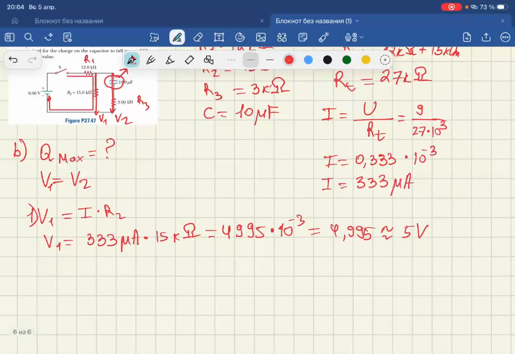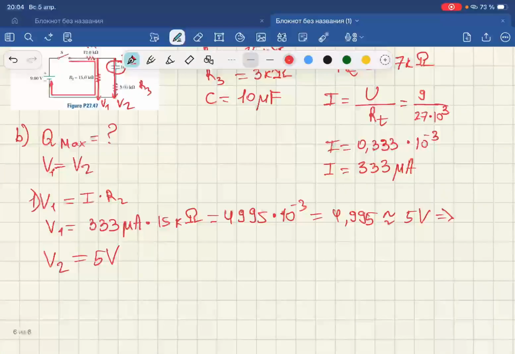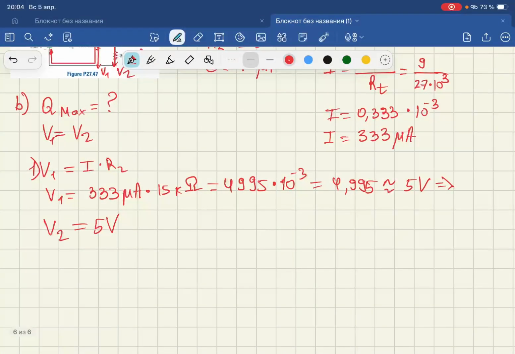So 5 voltages, it's equal to, yeah, we can take that voltage of the second line, it's equal to 5 voltages. So we found the voltage. Then after finding the voltage, we can find the maximum charge of the capacitor. Q max equals the capacitor times the voltage of the second line.